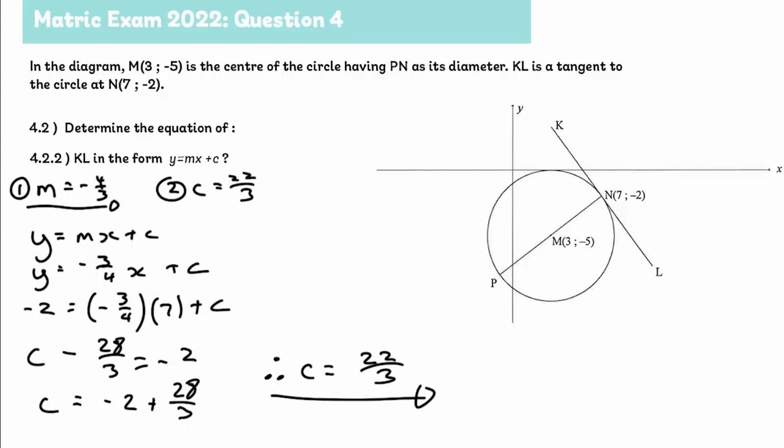But what it says is they want us to give the equation. So therefore, the answer is y equals, what is m? Minus 4 over 3 x. What is c? Plus 22 over 3.